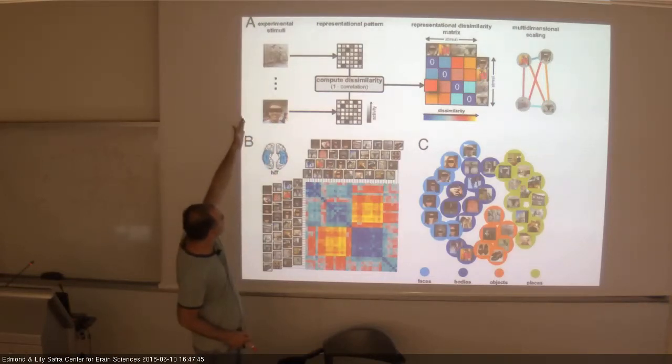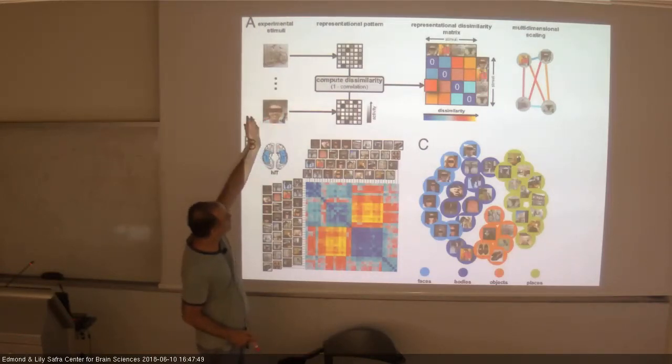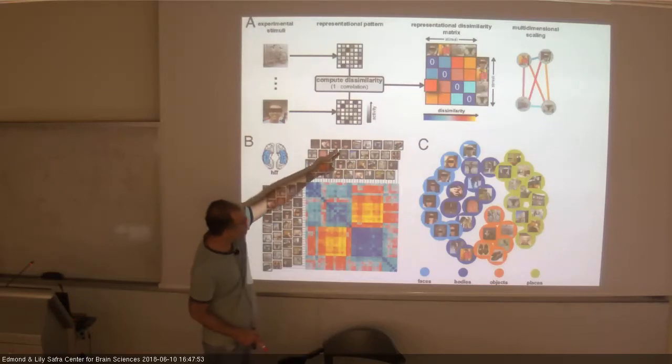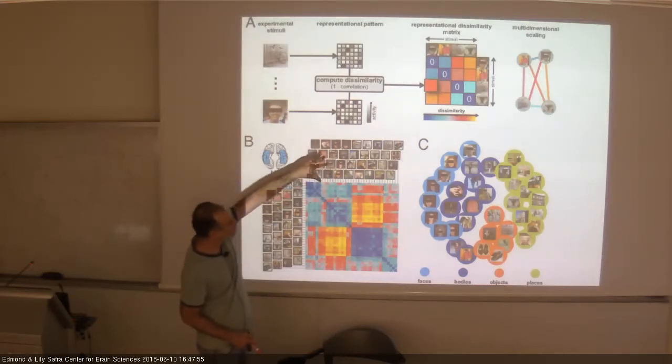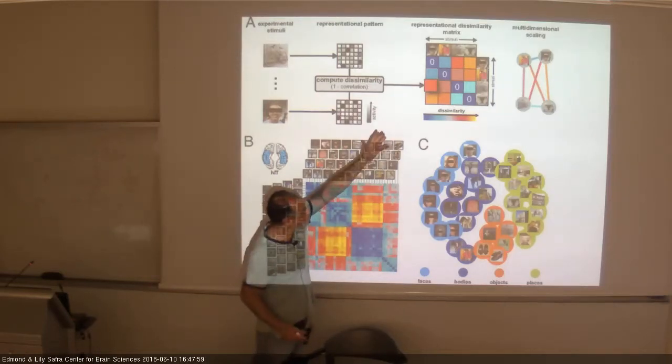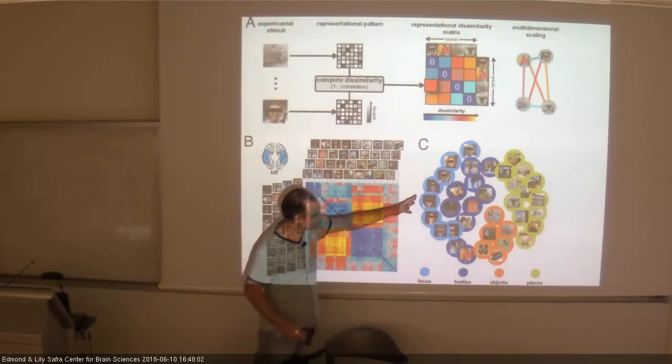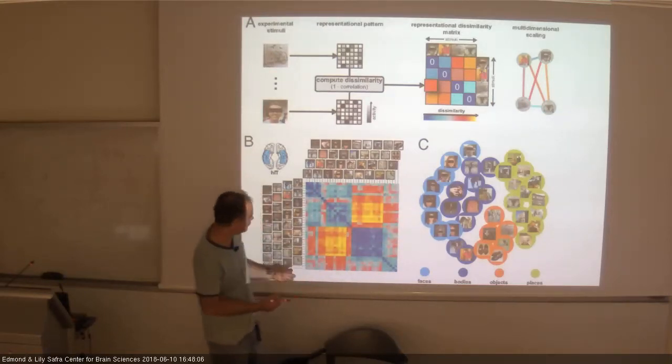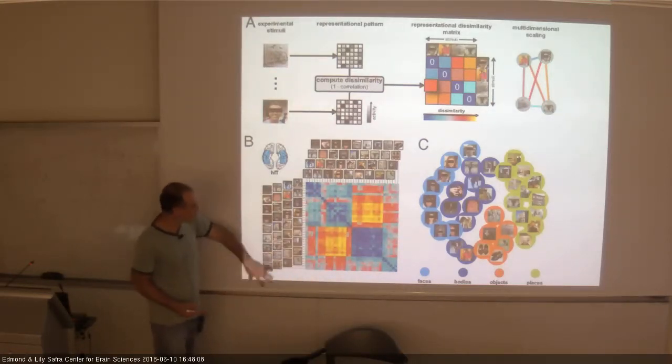You have stimuli, familiar or not familiar. You have a pattern. You compute the similarity for each pair of stimuli. You have one spot in the matrix. You create this RDM matrix. Now you can, of course, take these values of distances, plot them on some kind of space. You see a grouping, clustering of objects, and you have the basic RDM.